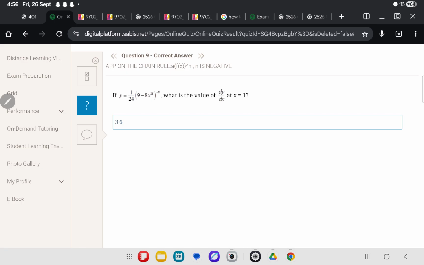If y equals 1 over 24 times (9 minus 8x to the power of 18) to the power of negative 6, what is the value of dy by dx? Okay, so here, this is actually interesting, right? This is a multiplicative constant, so this obviously never gets derived. And then this is our u, okay? Because as you can see, it is a polynomial or a function raised to the power of another function, in other words. So y equals 1 over 24, u to the power of negative 6. And again, let u equal 9 minus 8x to the power of 18.